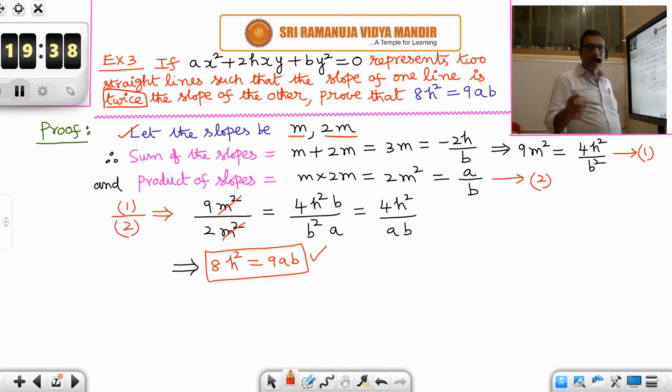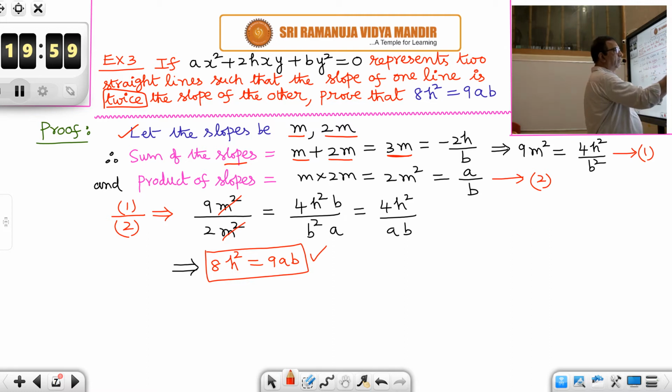Then do you remember the formulas for the sum of the slopes and the product of the slopes? Sum of the slopes, m1 plus m2, here m plus 2m, is 3m. And what is the formula? Minus 2h by b. So 3m is equal to minus 2h by b. Squaring, you get 9m square is equal to 4h square by b square. Let us call it equation 1.